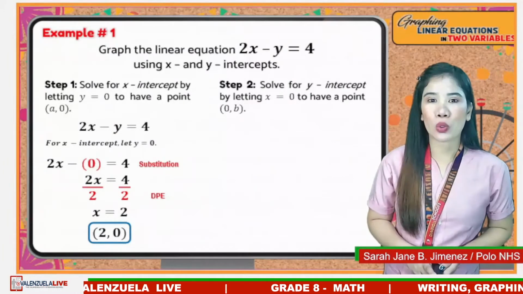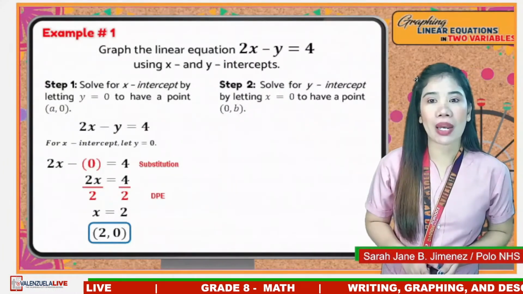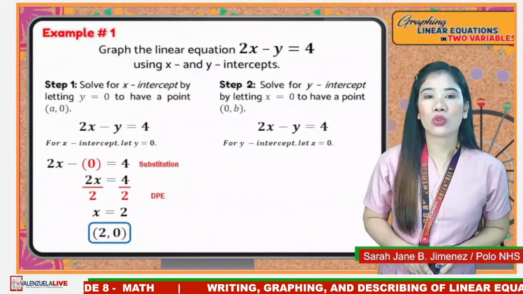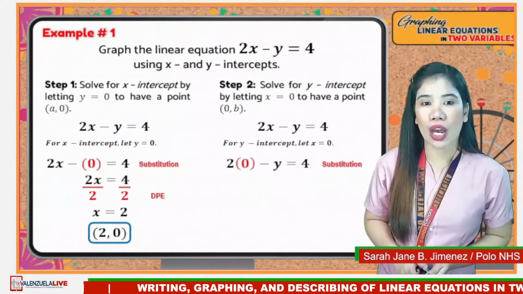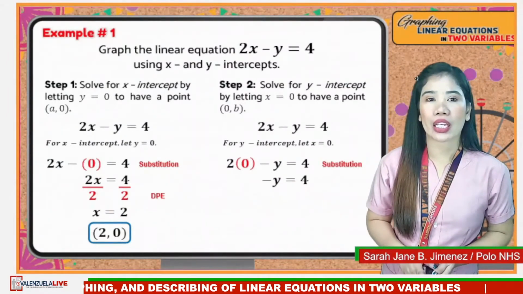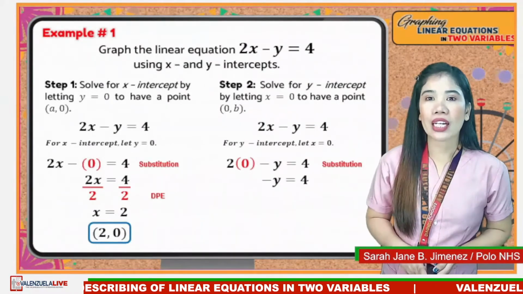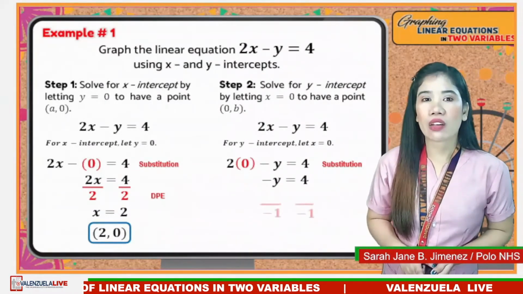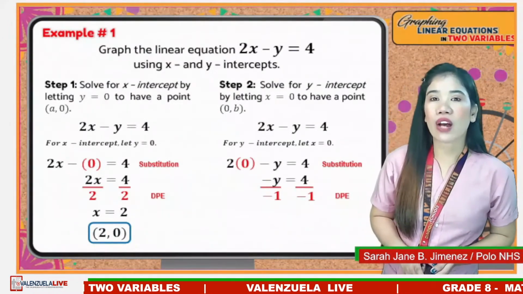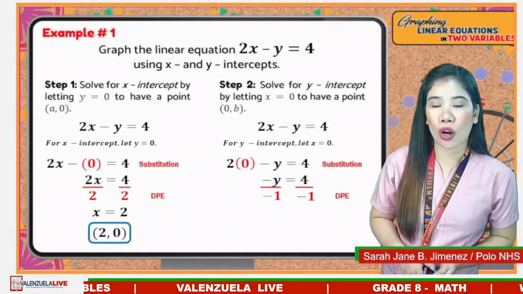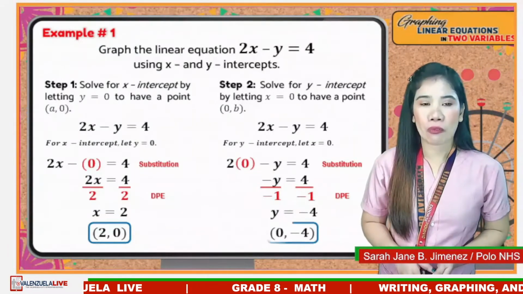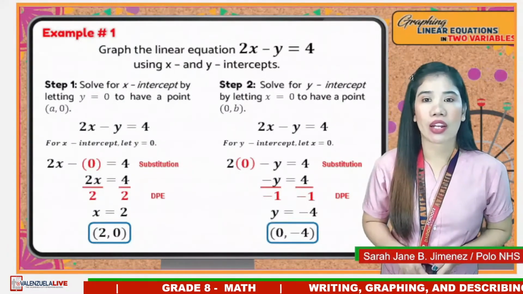For step 2, solve for the y-intercept by letting x equal 0. By substitution, we have 2 times 0 minus y equals 4. Simplifying, it becomes negative y equals 4. To make negative y positive, we can divide both sides by negative 1 using DPE. So the value of y is equal to negative 4. Hence, the y-intercept is negative 4 and our second point is (0, -4).